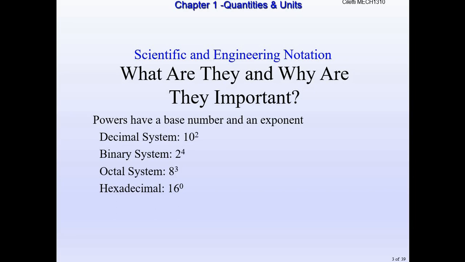So 10 is essentially A, 11 is B, 12 is C, 13 is D, 14 is E, 15 is F. So 0 to 15, digit-wise. Decimal for us, all right, but it's really 0 to 9 and then A through F. That represents 16 different digits, and we use a combination of numbers and letters to get into that hexadecimal system. All right, but we'll cover that more in another class.